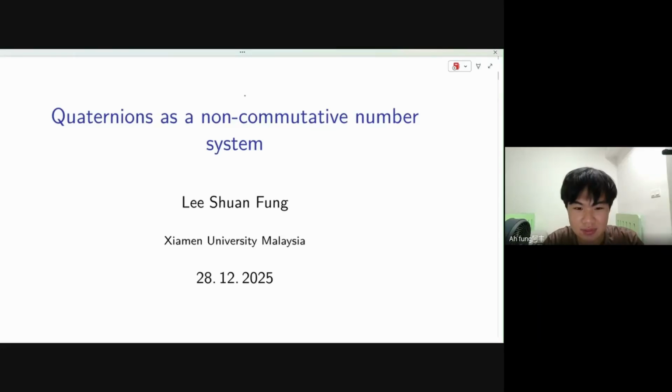Guys, this is Li Xuanfeng from Xiamen University Malaysia, and this is a MAT 101 project for me to talk about quaternions as a non-commutative number system.